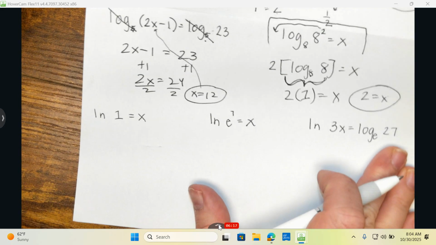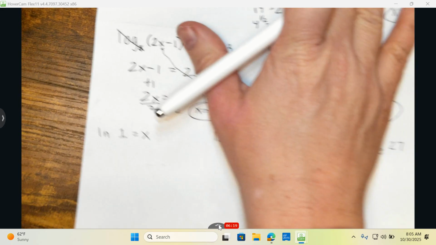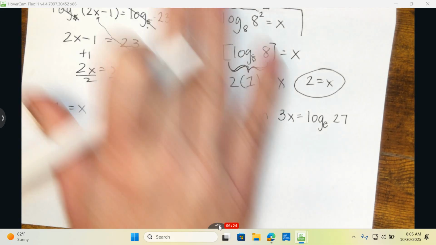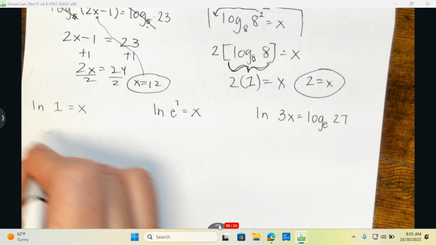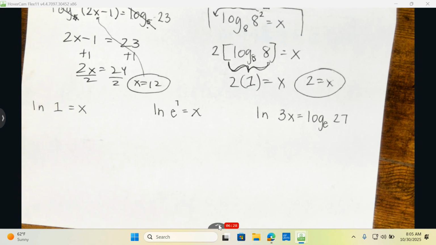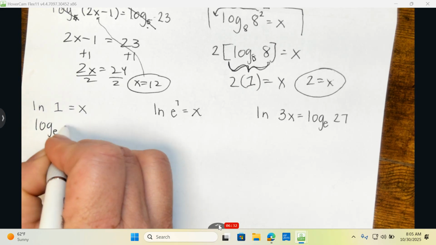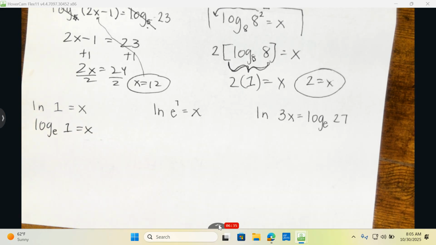Moving on to our last row before I have you try a few like this. Last row here. Give me 1 second to adjust this paper. Okay, here we go. So when I rewrite this, whenever I see that ln, that stands for natural log, I'm going to rewrite it in equivalent form, which is log base e. And then I'm going to rewrite it in exponential form.